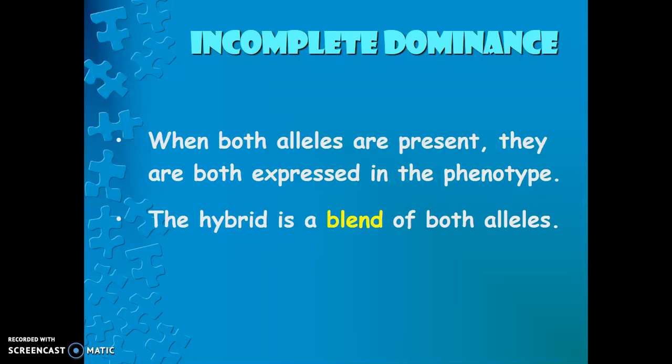Blue and yellow make green. So think of paint here. Okay, so you're going to see a blending. They're going to mix together. Okay, they're not side by side. They blend. That's how you know you have incomplete dominance. Okay, when you have a blending in the heterozygote, or three very different looking phenotypes.